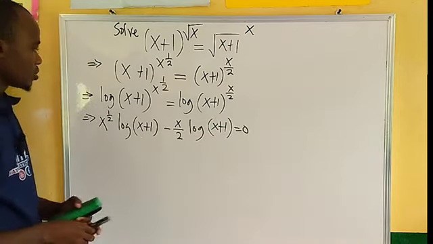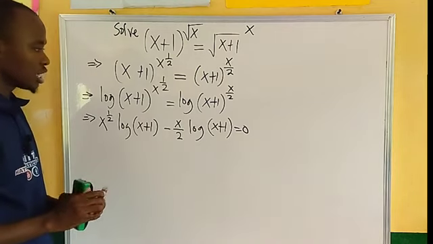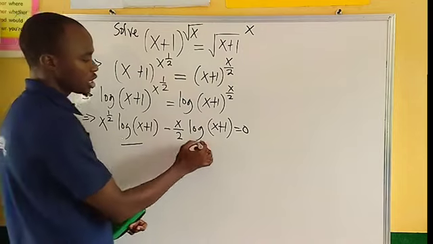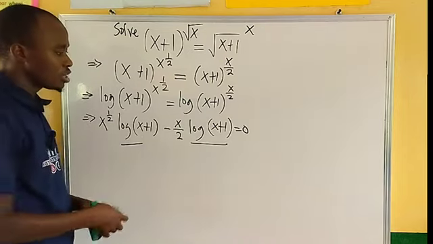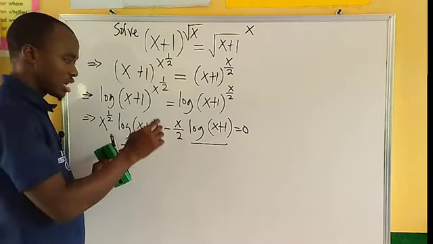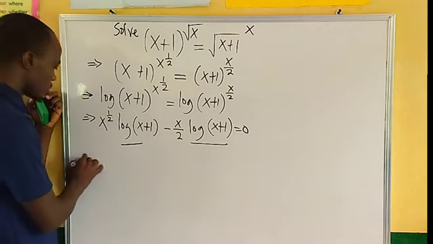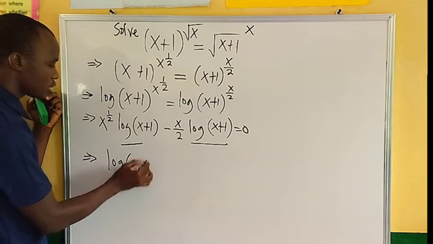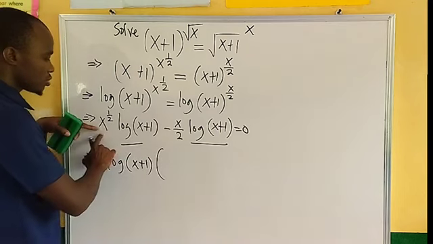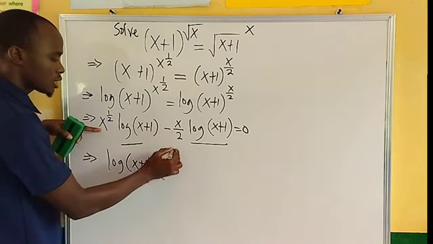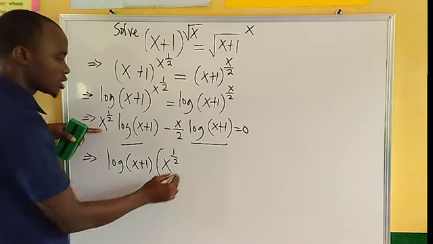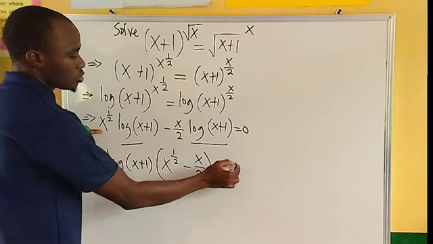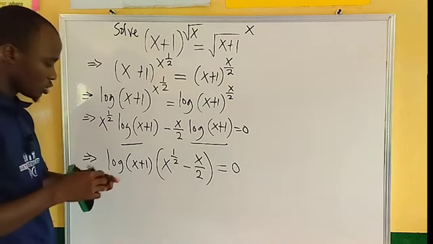So now from here you can see that we have something common. We have log x plus 1 common here, then we have log x plus 1 common here. So therefore we are going to factorize log x plus 1 out. So we are going to be having log x plus 1, then into bracket, what do we have left here? We have x to power 1 over 2, then we have minus x over 2, then equals to 0. So now this is what we have here.